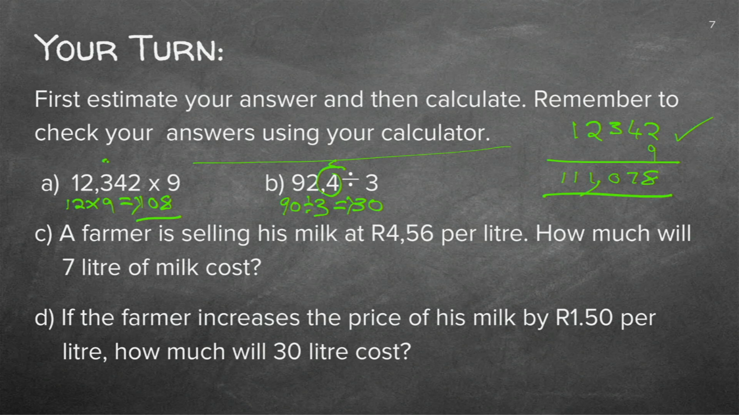Right, so the next question. A farmer is selling his milk at R4.56 per litre. How much will 7 litres of milk cost? So that's easy. We know we're going to multiply 4.56 times 7. They ask us to estimate our answer. So 5 is like 5 and over. So we're going to say 5 times 7 is 35. But we know it's going to be less than 35. Correct?